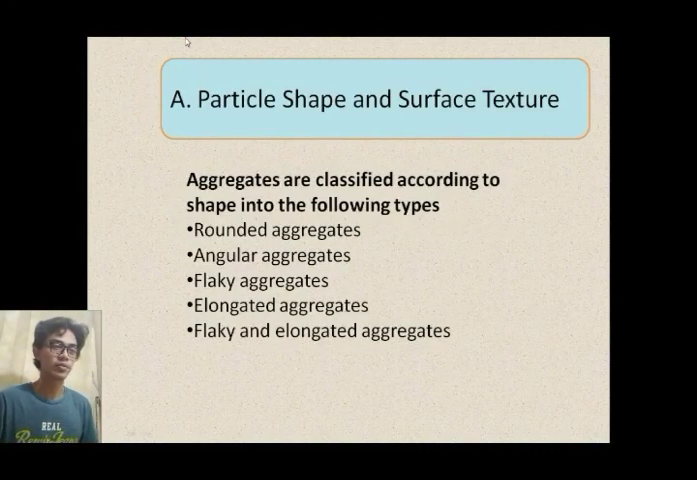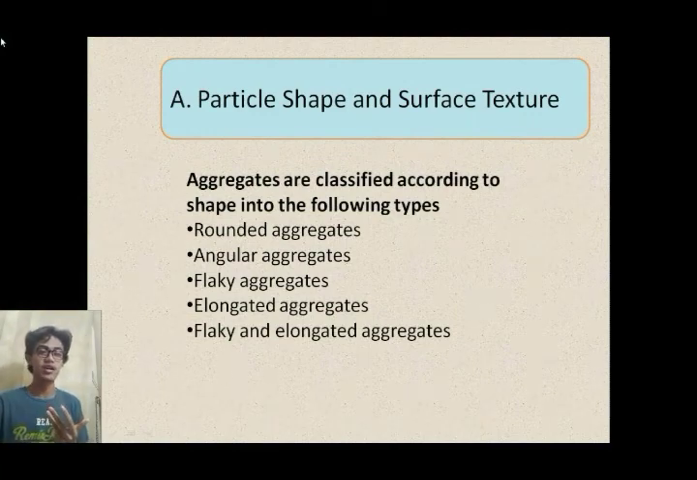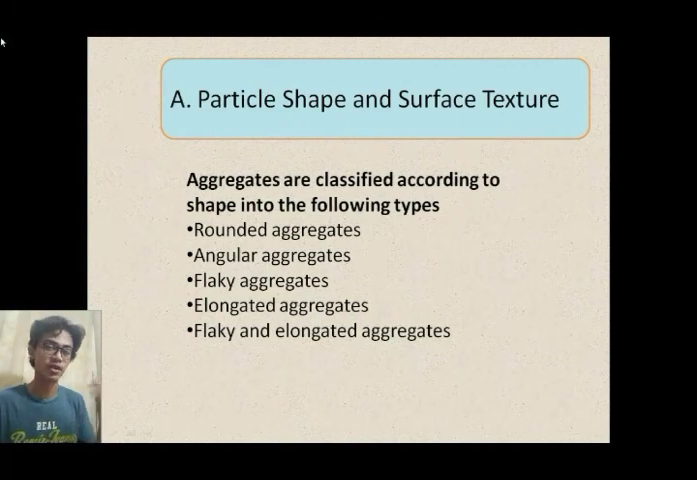Next. So we're going to talk about particle shape and surface texture. Aggregates are classified according to shape into the following types. There's 5 types of aggregates. The first thing, rounded aggregates, angular aggregates, flaky aggregates, elongate aggregates, flaky and elongate aggregates. Actually, there's more than 5, but there's the common classification of aggregates.